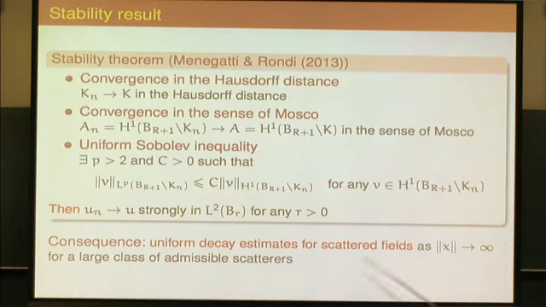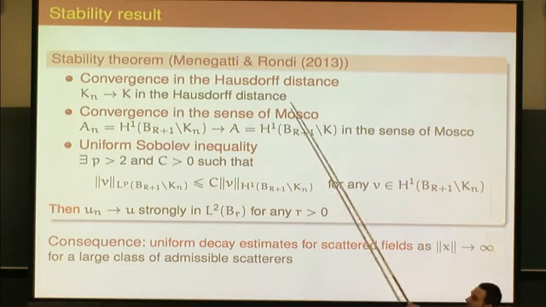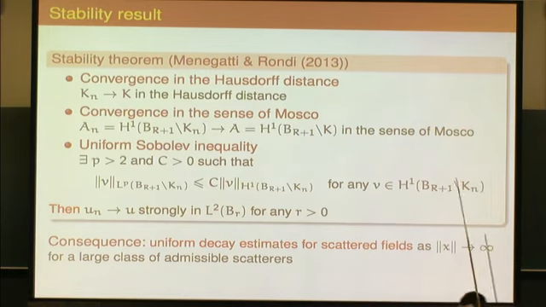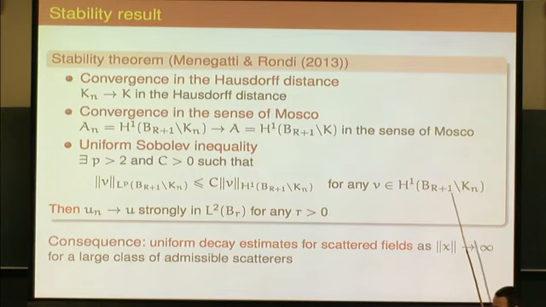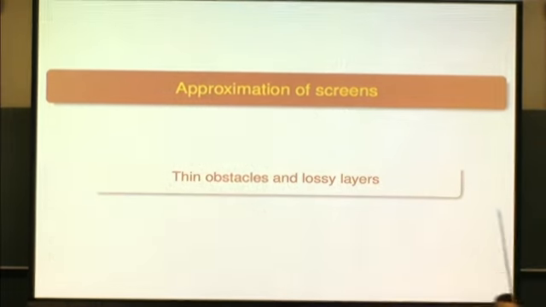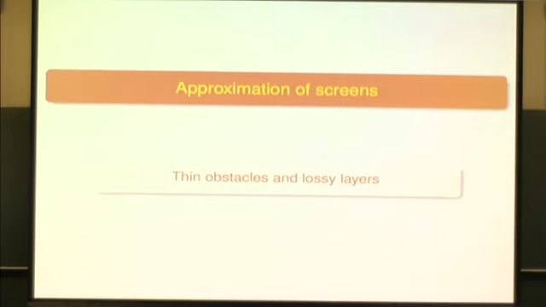For instance, uniform decay estimates for scattered fields for large classes of admissible scatterers. So you have a priori estimates using these kinds of results. But I don't want to deal much more with that. What I would like to do is show a little bit how these kinds of results may lead to cloaking. So this is the intermediate step.